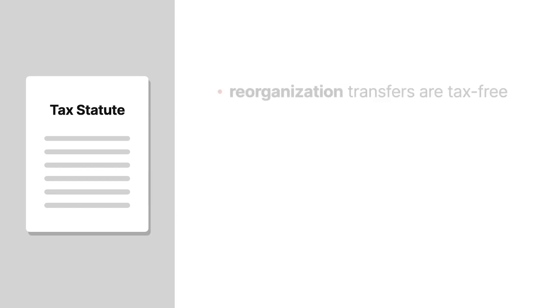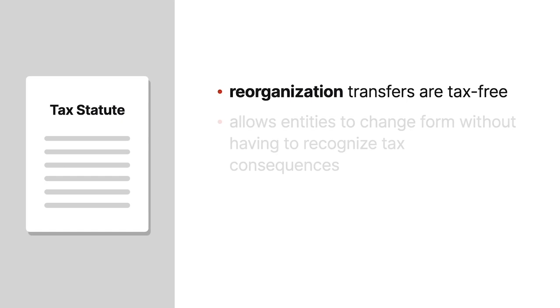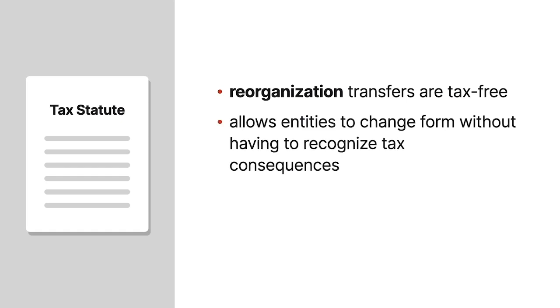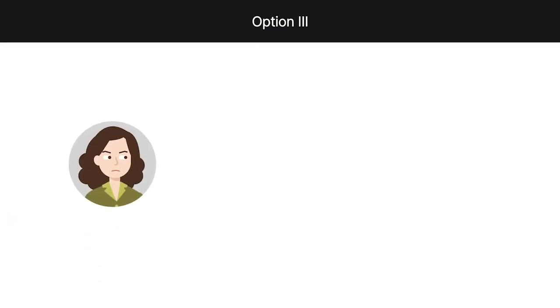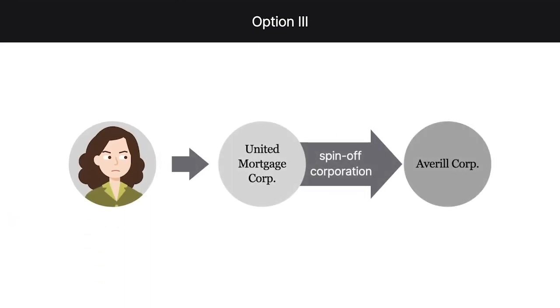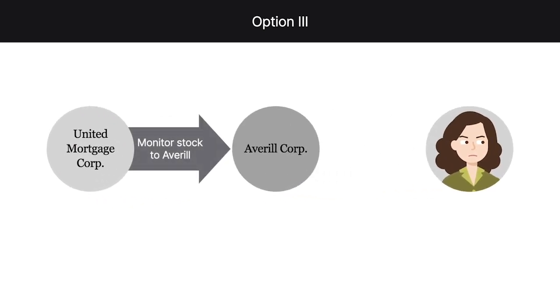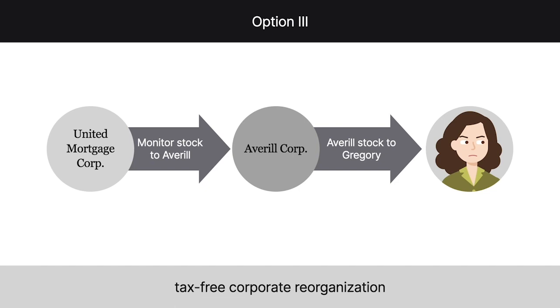A tax statute made corporate reorganization transfers tax-free. This statute's purpose was to allow entities to change form without having to recognize tax consequences. The statute defined what transactions qualified as reorganizations. Relying on this statute, Gregory had United create a spin-off corporation called Avril Corporation. United transferred all the Monitor stock to Avril and all of Avril's stock to Gregory. This transaction met the statute's technical definition for being a tax-free corporate reorganization.